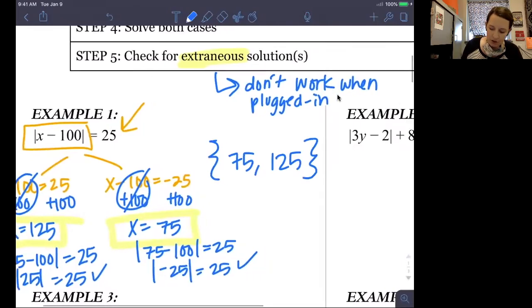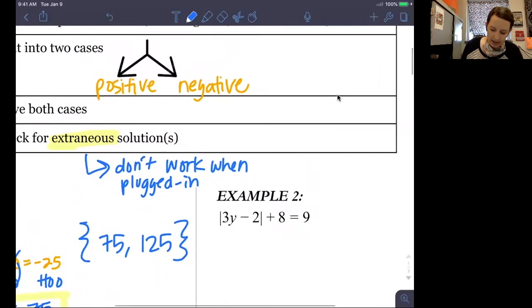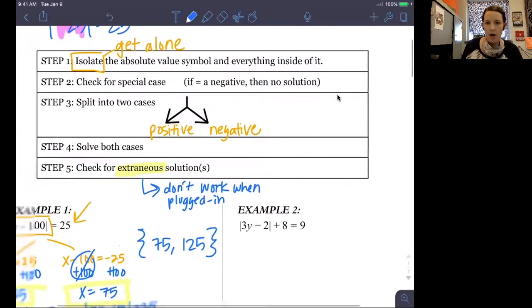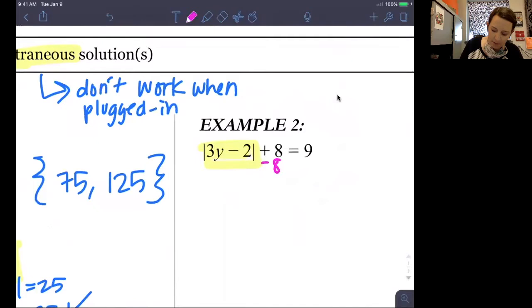Okay, example number 2 is going to require a couple more algebraic steps along the way. So the first thing, when we go back to step 1, we want to isolate the absolute value. So we're isolating absolute value of 3y minus 2. So the first step we're going to take to do that is subtracting 8 on both sides. So we get absolute value of 3y minus 2 equals 1.